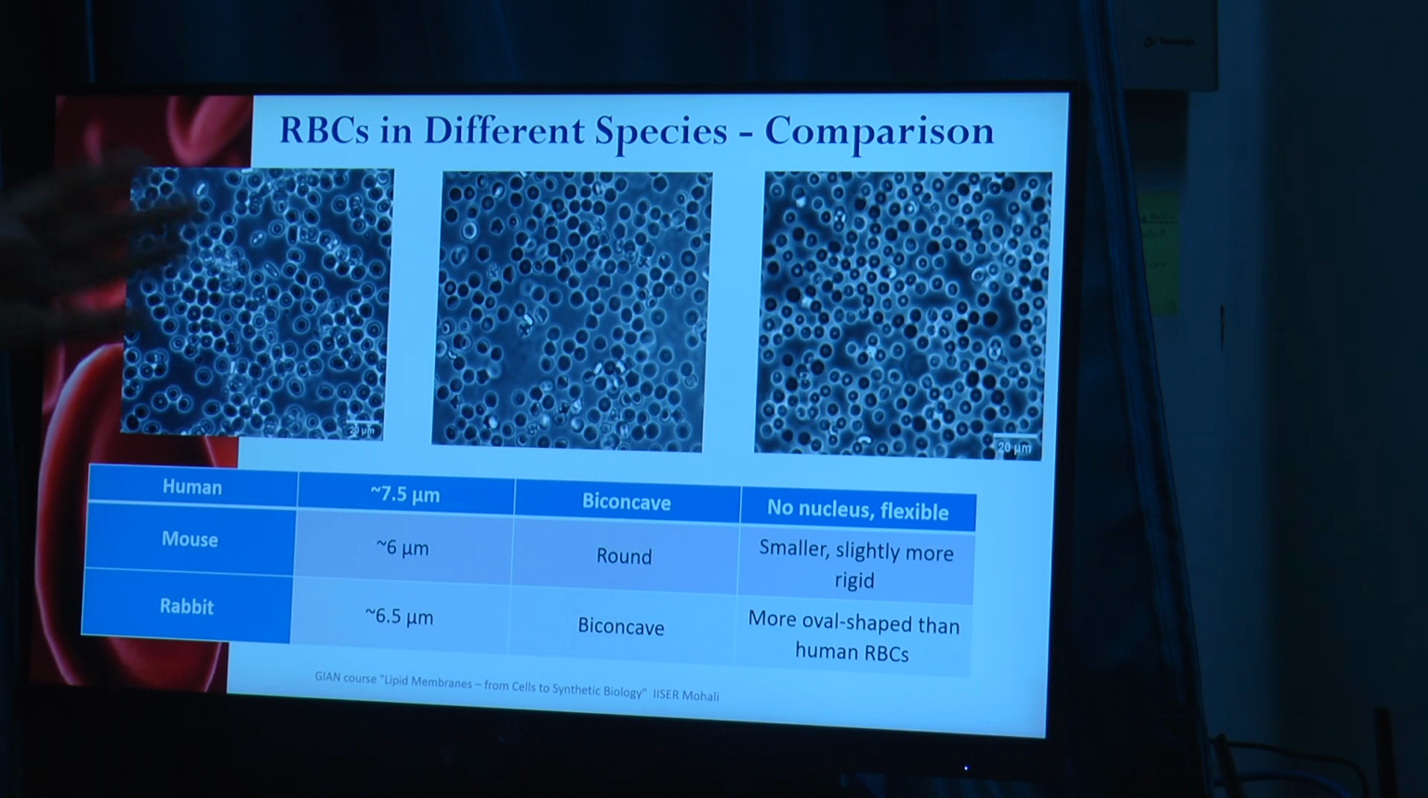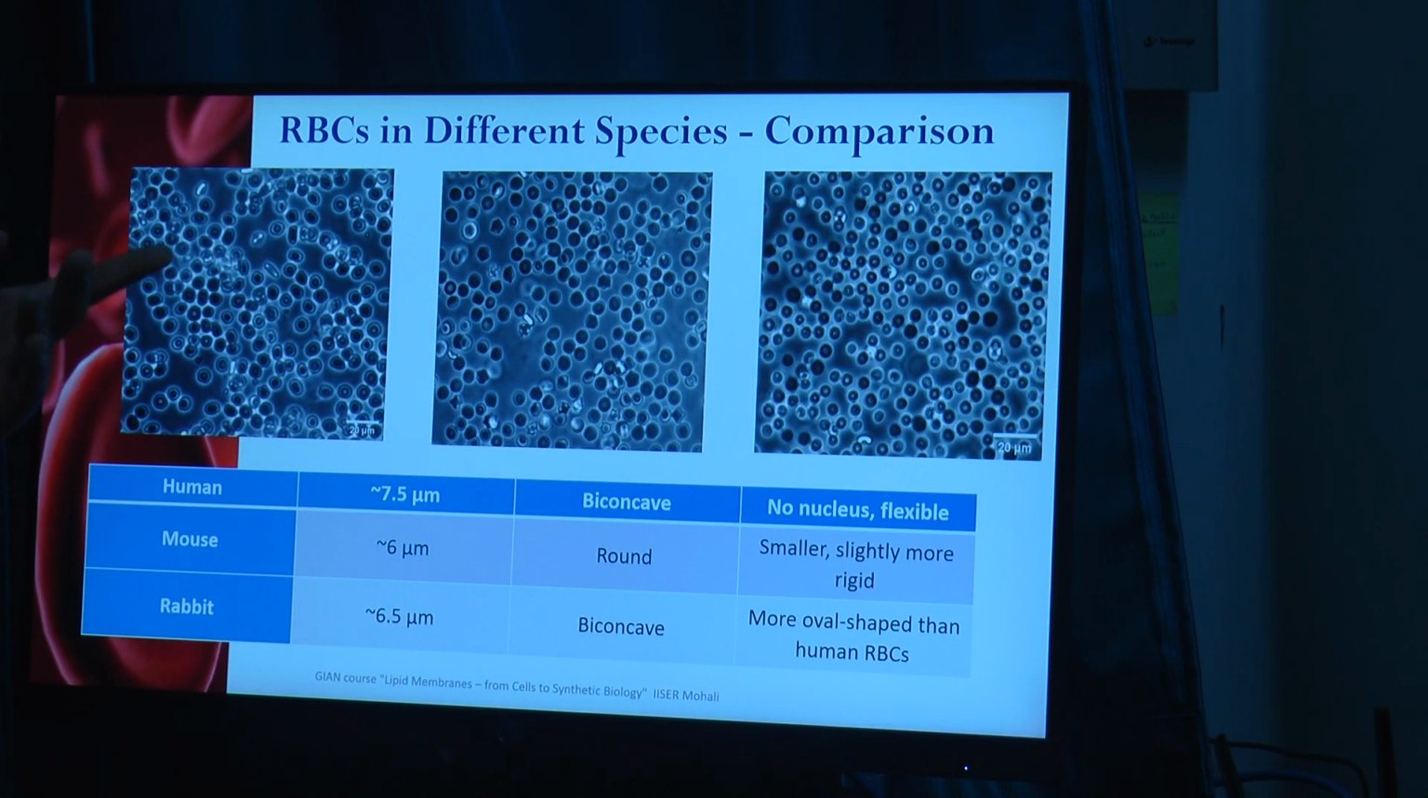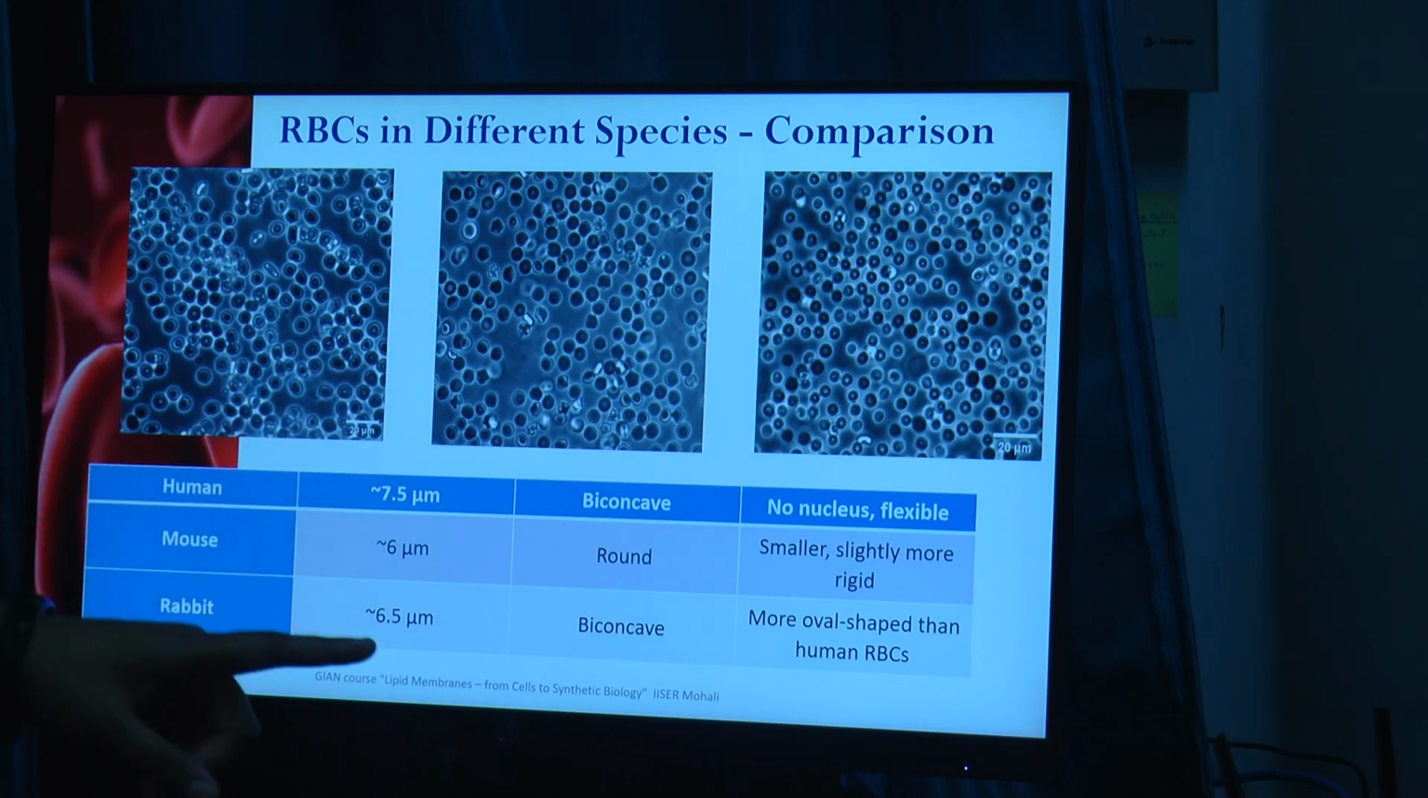So these are red blood cells from different species. Like I said, not only for human beings, red blood cells are important for all the animals with blood in them. Now, these are the images which we have taken in our lab. This is the human red blood cell, which is of the order of 7.5 to 8 micron in size. This is the mouse red blood cell, which is of the order of 6 micron in size.